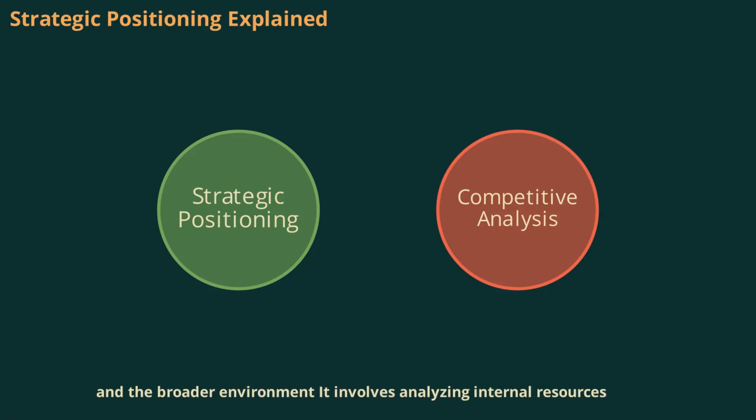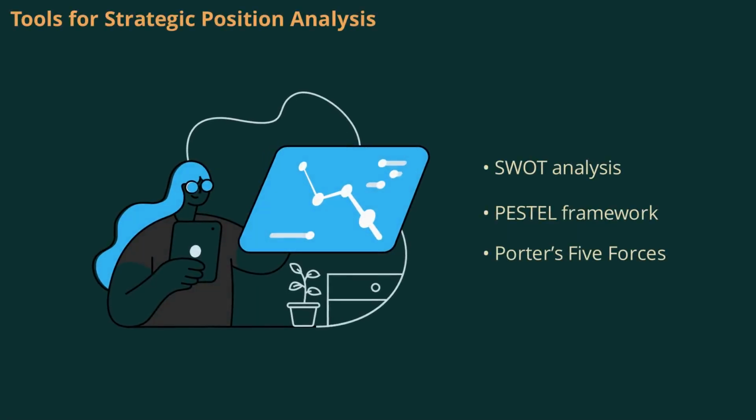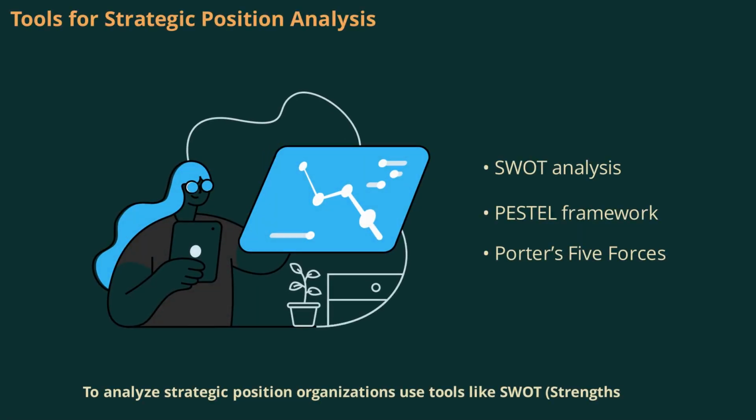It involves analyzing internal resources, external threats and opportunities, stakeholder expectations, and organizational culture. The goal is to determine how your company can create unique value, either through differentiation or cost leadership, compared to rivals. Analyze strategic position. Organizations use tools like SWOT (strengths, weaknesses, opportunities, threats), PESTEL (political, economic, social, technological, environmental, legal), and Porter's 5 Forces. These frameworks help identify internal strengths and weaknesses, as well as external opportunities and threats, guiding strategic decision-making and positioning.